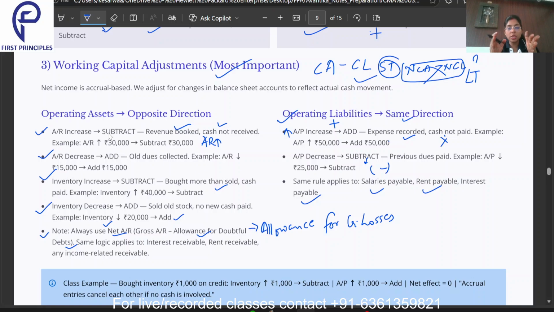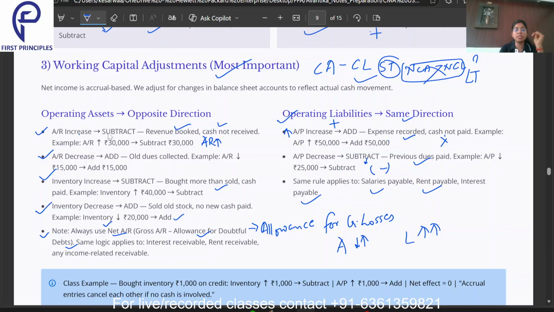Now coming to the AP decrease, we have to subtract it. Why? Because we have previously paid all these dues. So that's why it is being subtracted. So one thing to remember, in the case of assets, opposite direction. In the case of liabilities, same direction. What does that mean?